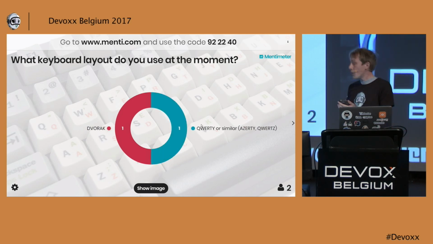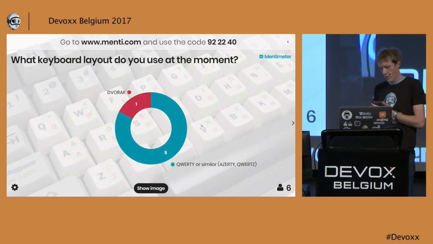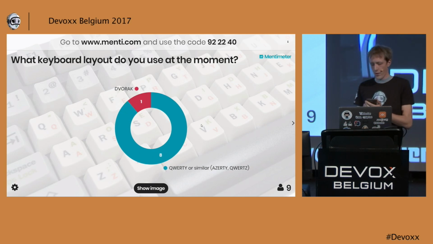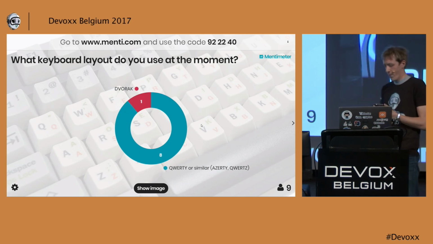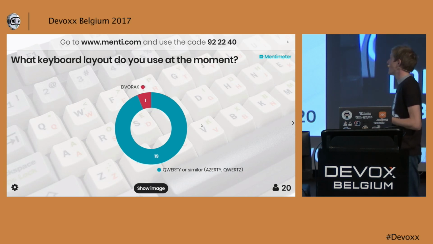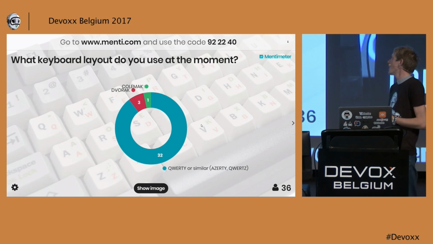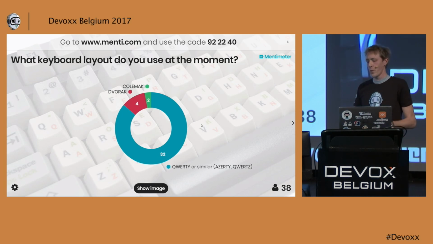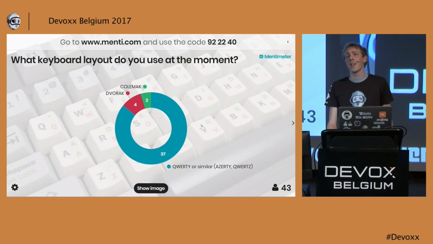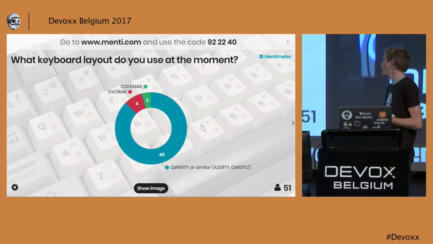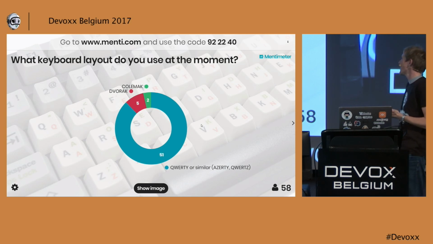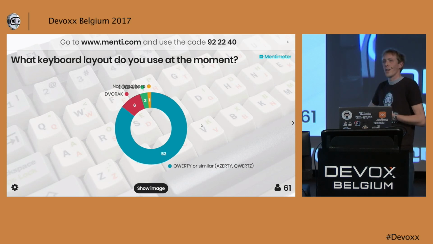What keyboard layout do you use at the moment? I'm guessing I know what the answer is, but let's do the vote anyway. So my vote is Dvorak. No surprise there, right? When I did this slide, I expected lots of Qwerty answers. Cool, my guy or girl. Well done. Good for you, right? 45 Qwerty typists. Not the Dvorak. Welcome to the club. Yeah, this is what I expected.